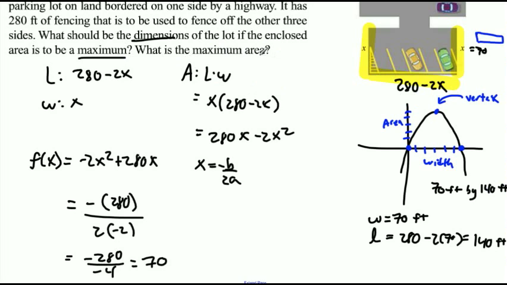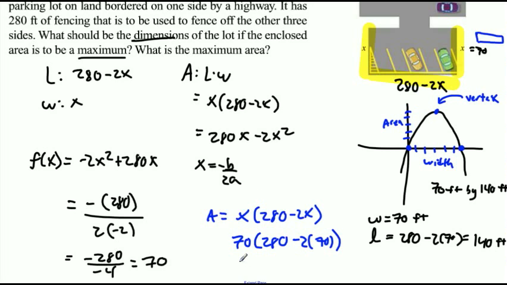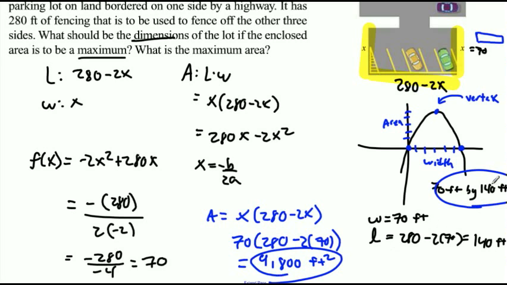Okay? Now, what is the actual area then? And then you say, okay, well, what is the maximum area? Well, now you just plug it into our area formula right here. So the area is x times 280 minus 2x. Again, x was our 70, so we'll have 70 times 280 minus 2 times 70. And doing all that on your calculator, you'll get 9,800 feet squared. So this is our maximum area, and these are the dimensions of our parking lot.